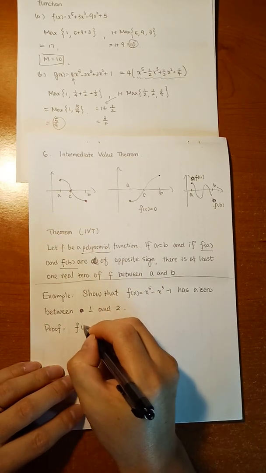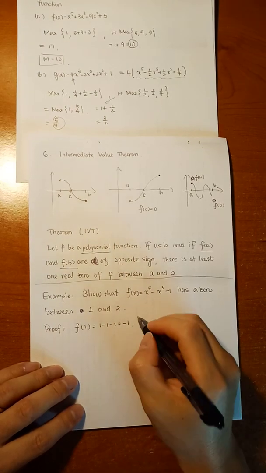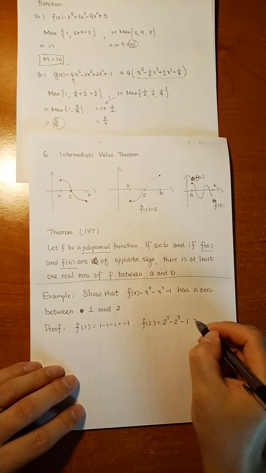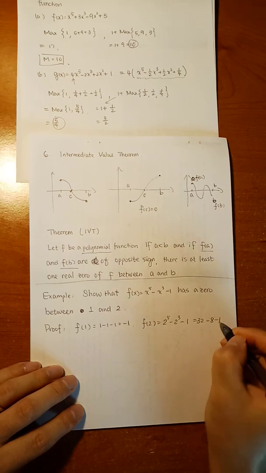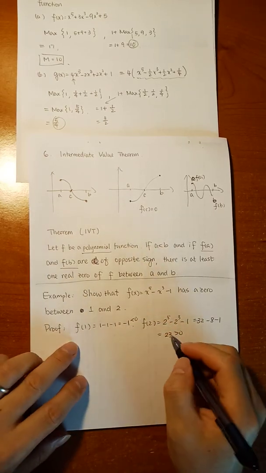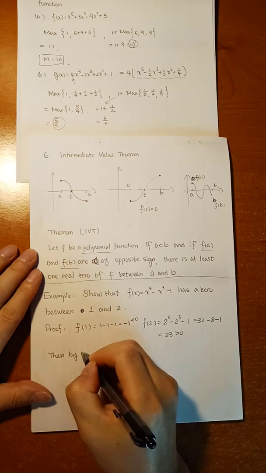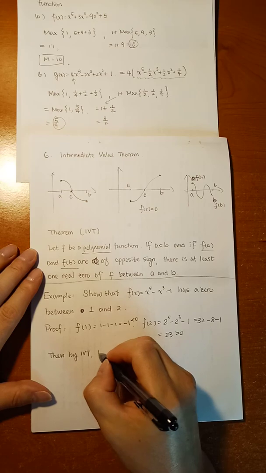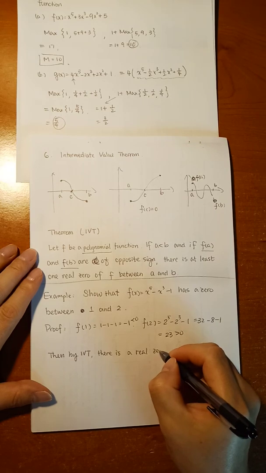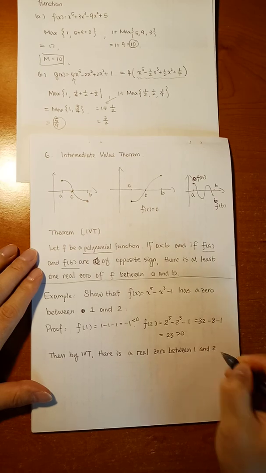What is f(a)? f(1). Let's check. It's 1 minus 1 minus 1. It's negative 1. The sign is negative. Then f(2) is 2^5 minus 2^3 minus 1. 2^5 is 32. 2^3 is 8. It's 23. Positive, okay? So these two values are of opposite sign. Then by IVT, the intermediate value theorem, there is a real zero between 1 and 2. And that's it.